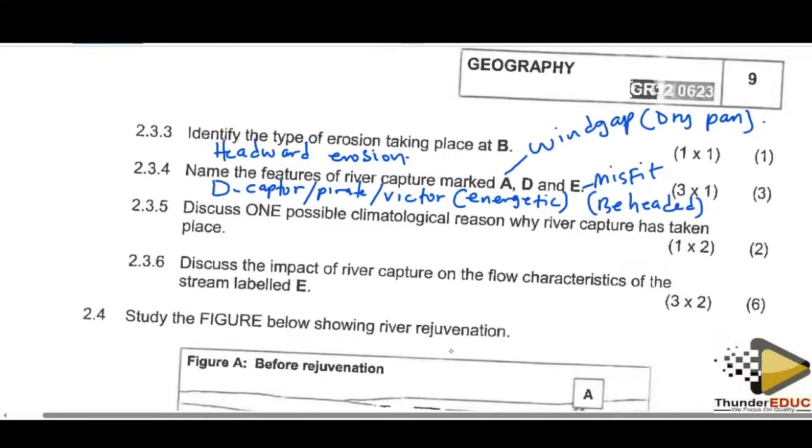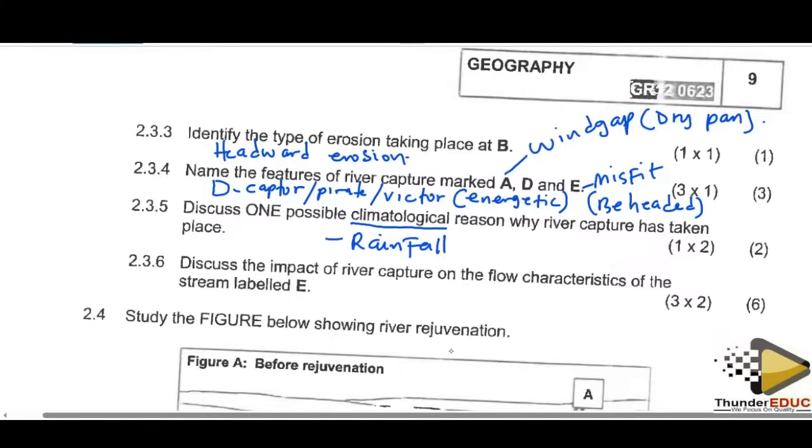Climatology. So we're dealing with rainfall, because we know wind, not really, temperature, not really. So it means it could be rainfall, which will contribute to river capture, which is part of climatology.